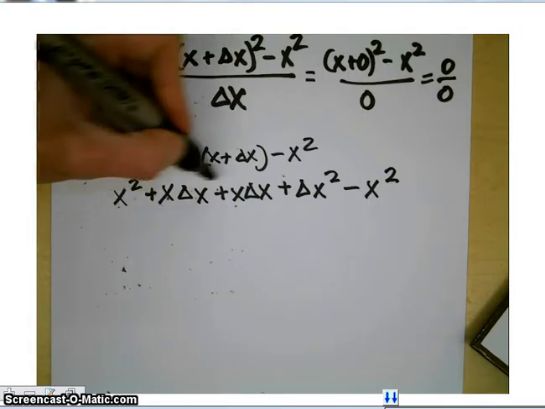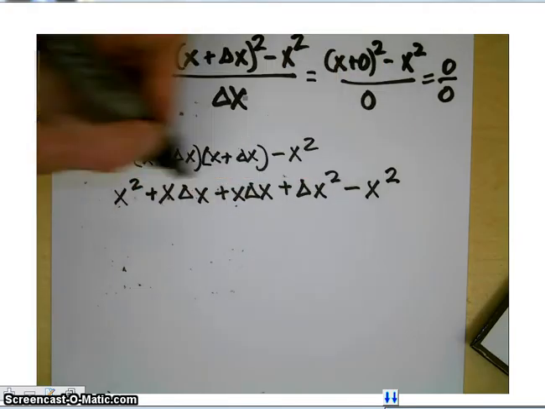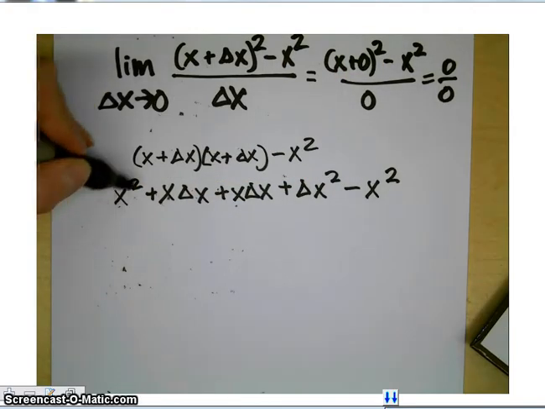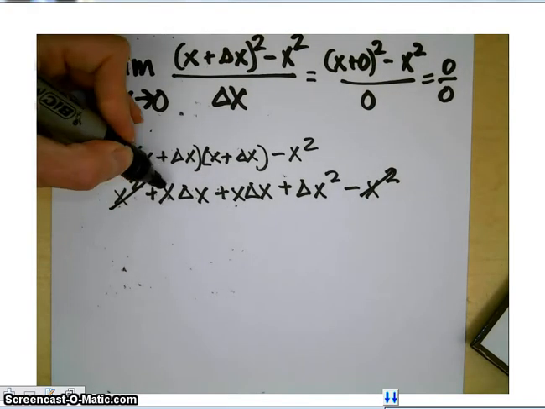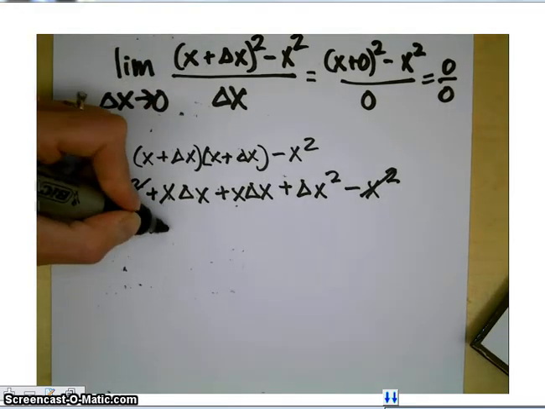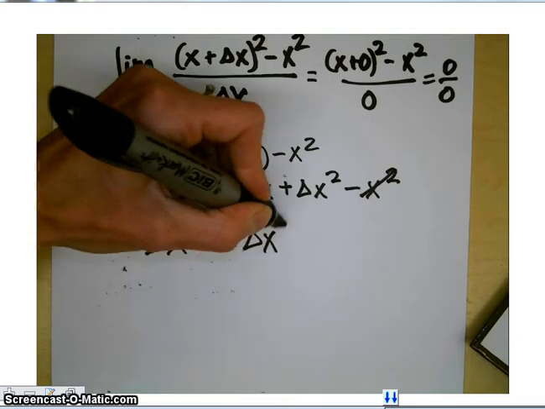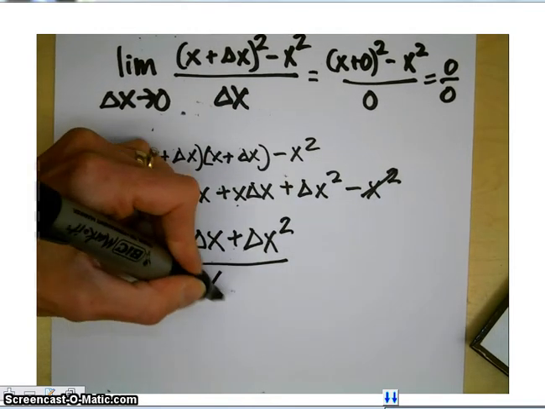Now I can combine the like terms. What goes with x squared? Okay, and what happens to them? So those are going to go away. And what goes with x delta x? And how many of those do you have? 2x delta x plus delta x squared. And now I can put the over delta x.